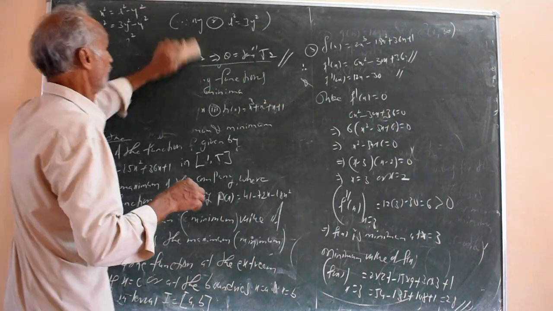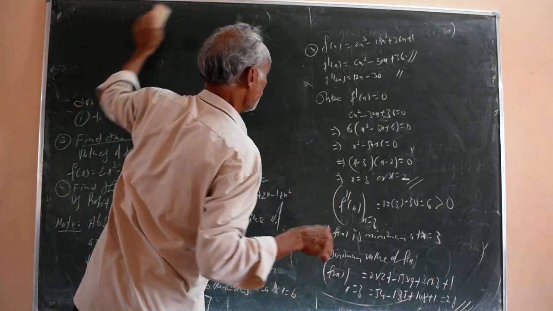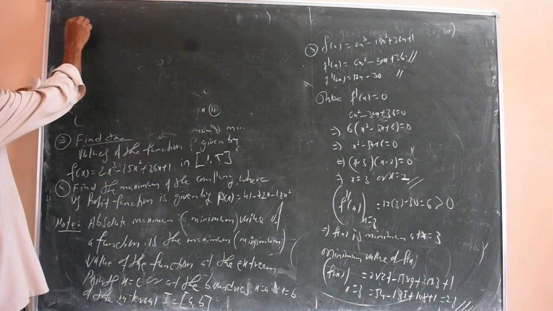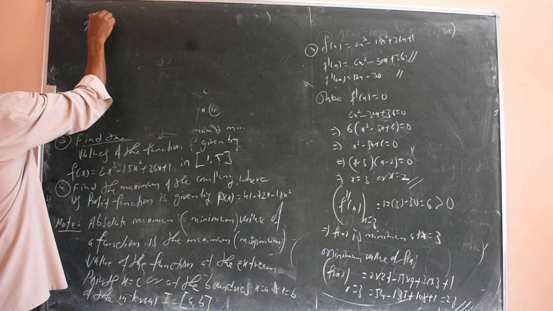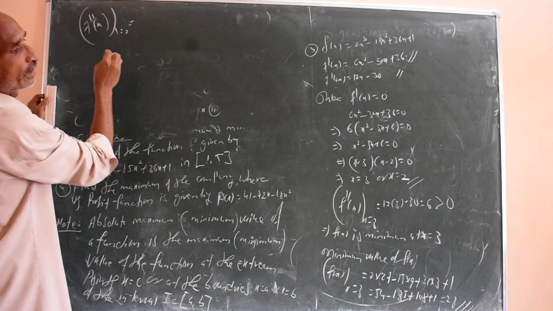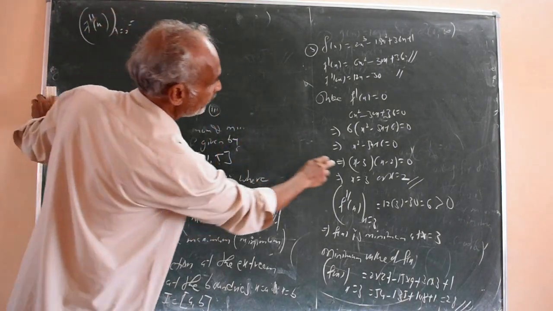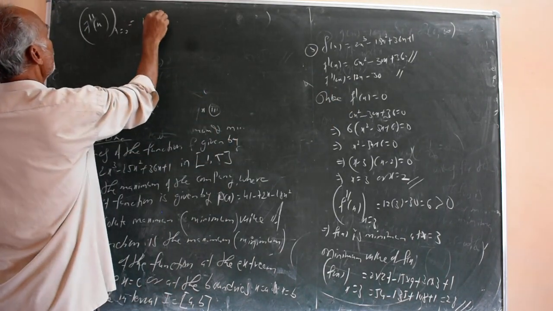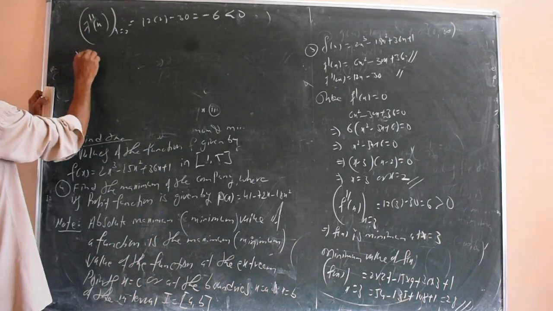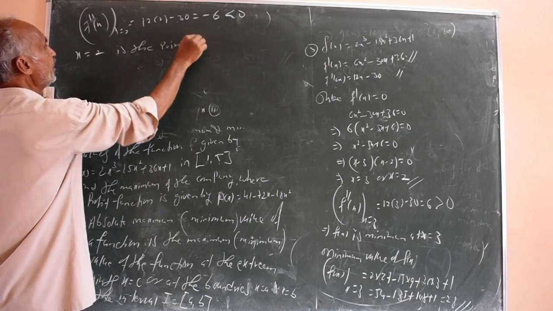Okay. Now another critical point is x is 2. Now f double dash of x. What about x is equals to 3, the point of minimum? Now take x is equals to 2 in f double dash of x. That's equals to 12 into 2 minus 30, that's equals to minus 6, negative. Therefore x is equals to 2 is the point of maxima.